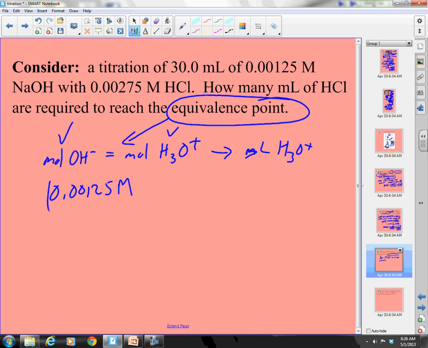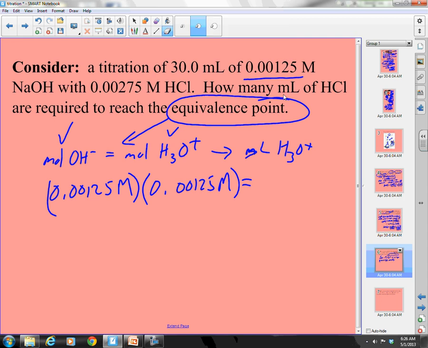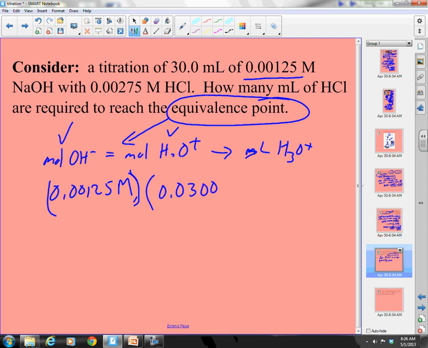0.00125 molar times what? 0.00275. Nope, wrong. Got to read the problem correctly. Times 0.00125 molar, right? I'm having real problems this morning, aren't I? I need to add my volume, 0.0300 liters, there we go, of sodium hydroxide. Sorry about that, folks.